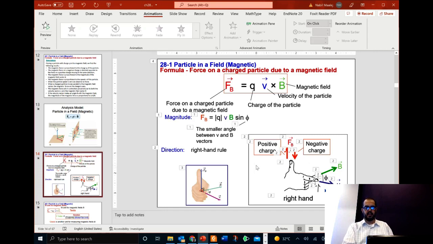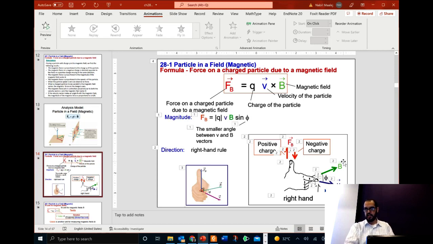The magnitude of the force is given by the absolute value of the charge Q times the magnitude of the velocity, which is the speed, times the magnitude of the magnetic field vector B, times sine of the angle between the velocity vector and the magnetic field vector. Remember, the angle has to be the smaller of the two angles the two vectors make.